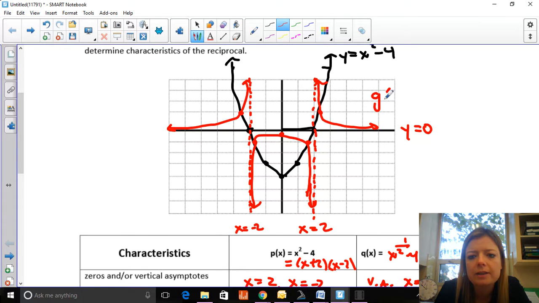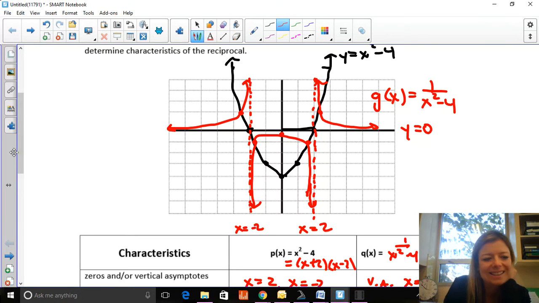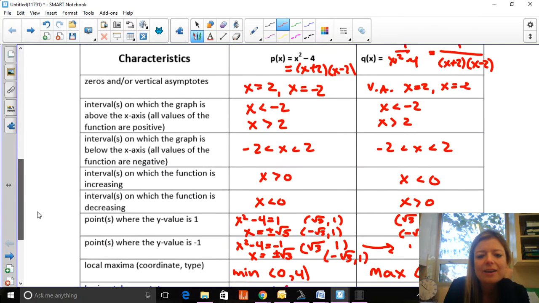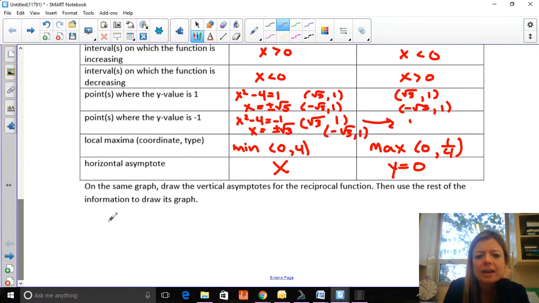So now this red is g of x equals 1 over x squared minus 4. And there you go. Isn't it just gorgeous? All right, so we have that all filled out. Everything matches. Isn't that just beautiful?